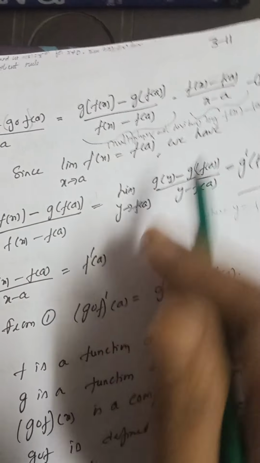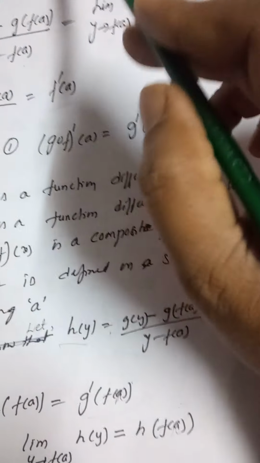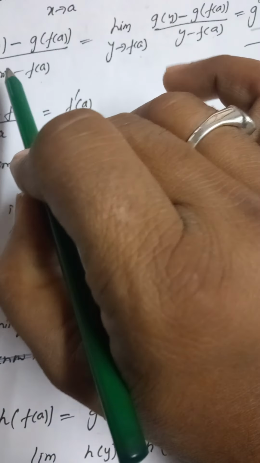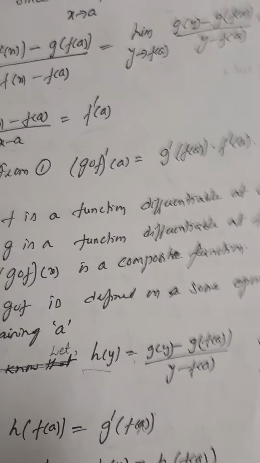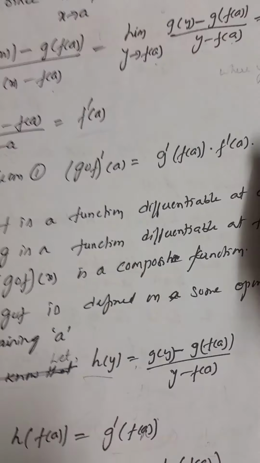Here this is a composite function. This is nothing but (g∘f) dash of a is nothing but g dash of f of a into f dash of a, like this, right? Now see, this entire thing is the statement. This is an explanation of g circle f and the derivative of g circle f at x is equal to a, right?